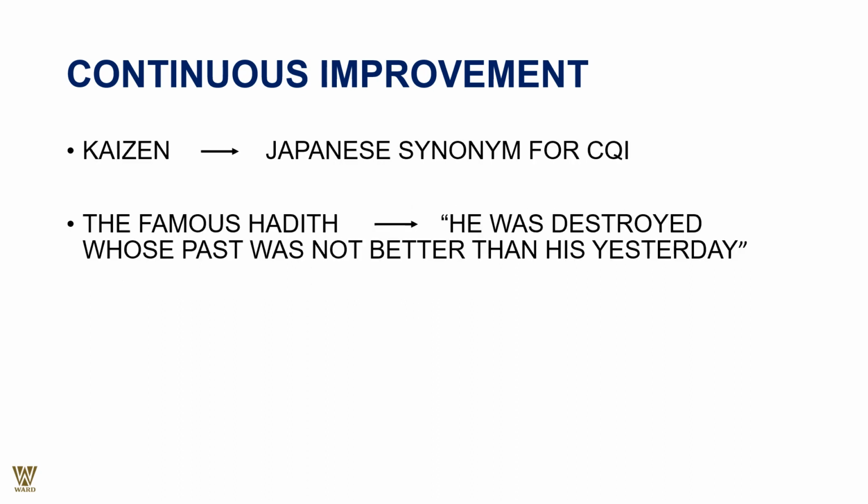Kaizen is the Japanese term for continuous quality improvement, or CQI. It is a Kaizen philosophy, the Japanese way of saying continuous quality improvement. The famous Hadith says, he was destroyed whose today was not better than his yesterday. Absolutely said. If you cannot evolve as a person, if you cannot be a better version of yourself, probably you are going down the drain. And if as a person you cannot be a better version, think about your organization.